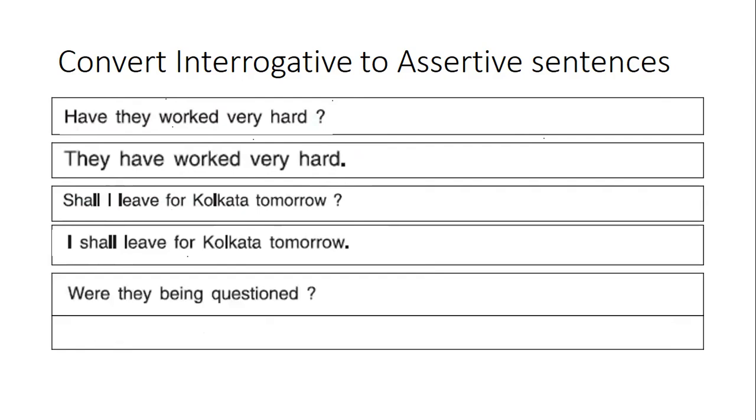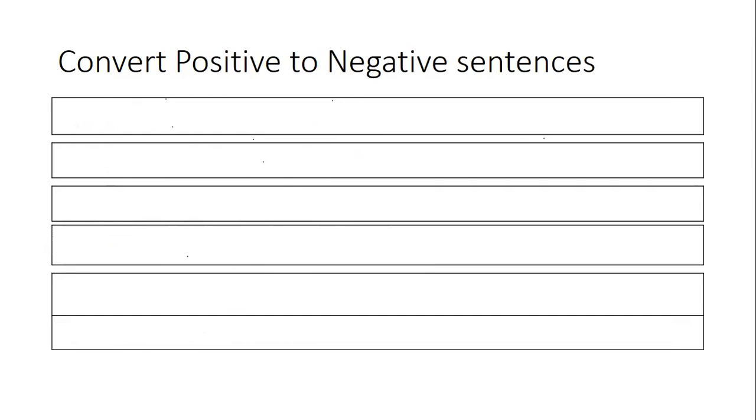Were they being questioned? The were is here. I just have to place it here. Remove the question mark. Then that will become an assertive sentence. They were being questioned. Now, let's convert positive sentences to negative sentences.